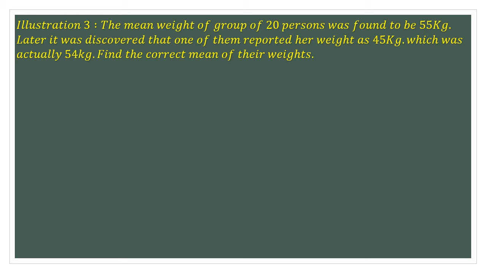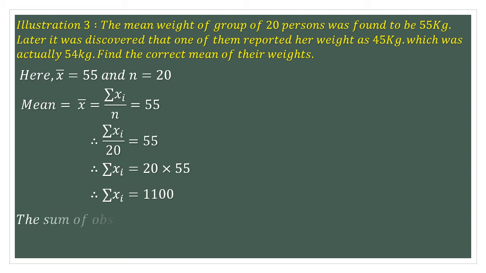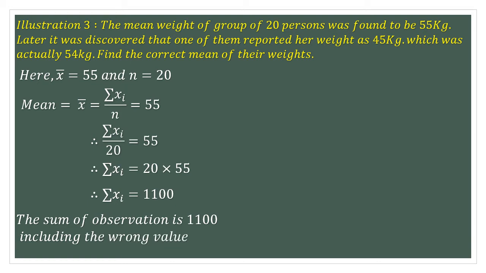So what we need to do is we need to correct the answer of mean. Now, how we are going to do that? Let's start. Here, x bar given is 55, and the number of people, the group of persons, is 20. So first we are going to write down the formula for mean, that is summation xi upon n, which is actually given already, 55. In this formula the value of n is also available, that is 20. So when I change the side of 20 to the opposite, it becomes 20 into 55. So my total of the 20 observations I already have is 1100. Okay, so the total of the sum of the observations is 1100, but it includes the wrong value, which is 45 kg.